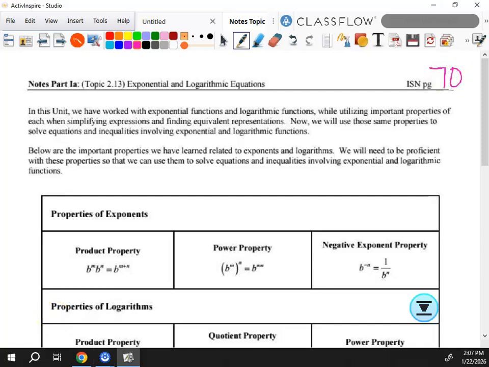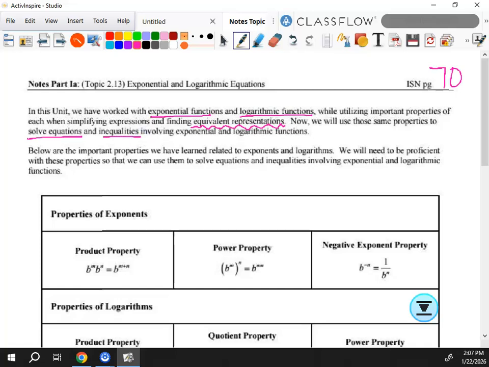So in this unit so far, we've worked with exponential functions and logs and using their properties. We've done a lot of equivalent representations. That phrasing comes up in everything that we do. So now we're going to use these properties to solve equations and inequalities. We're starting with just equations today.